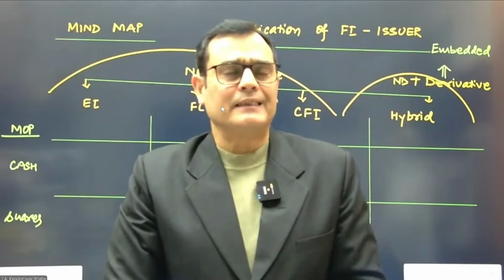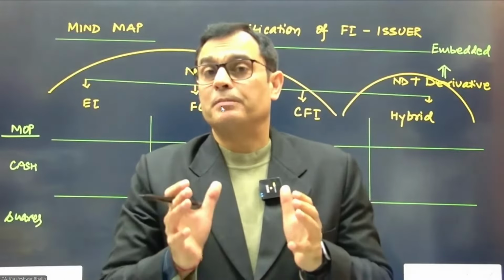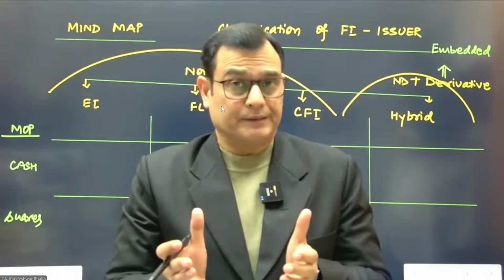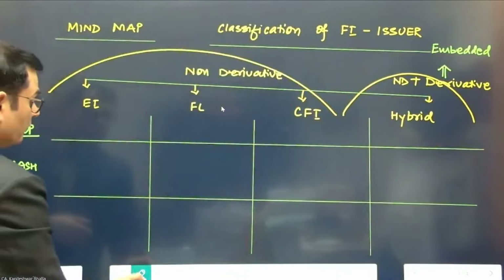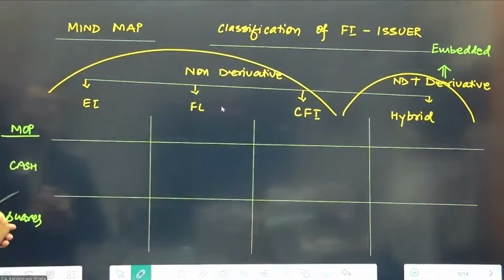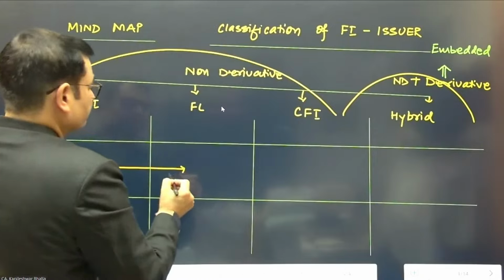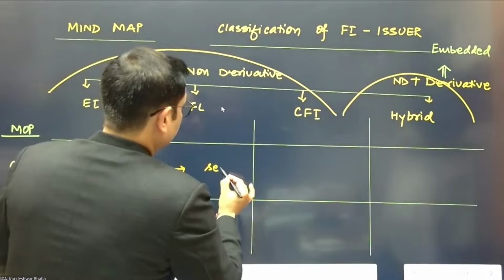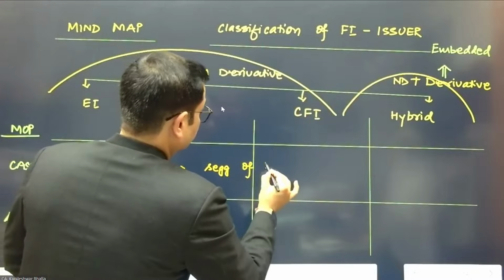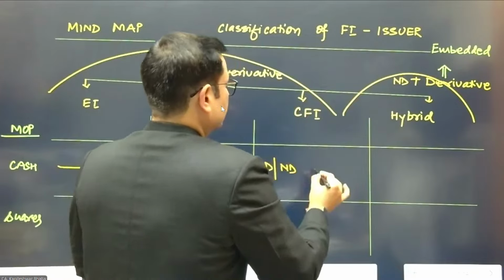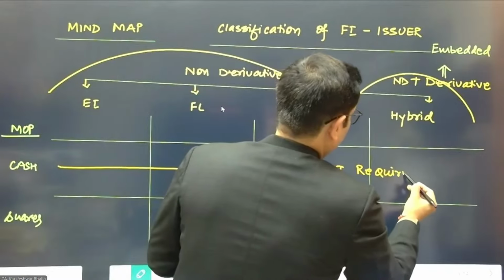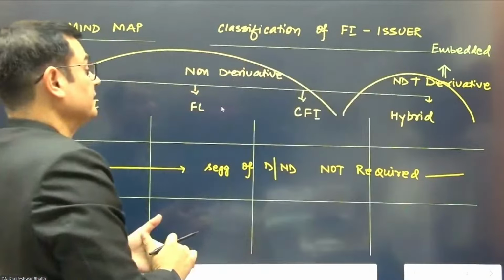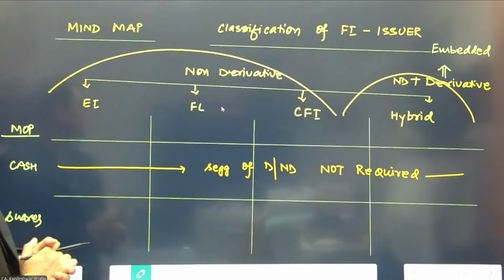Now, if you remember clearly, I made it very clear that if your mode of payment is cash, I am not concerned whether it is derivative or non-derivative in nature. So when your mode of payment is supposed to be cash, it does not make a difference whether it is derivative or non-derivative. So let me put it like this. In this case, the segregation of whether it is derivative or non-derivative is not required if the mode of payment is supposed to be cash.